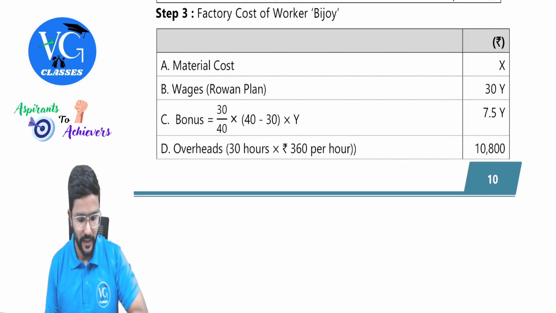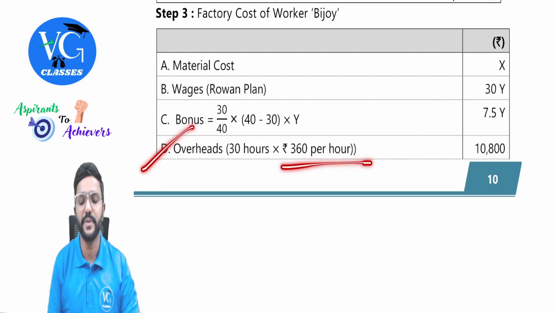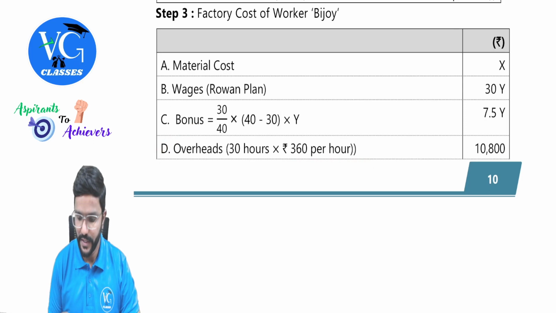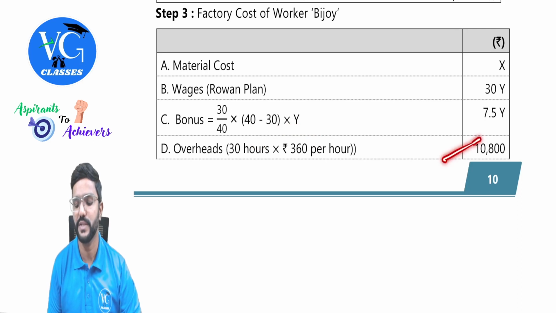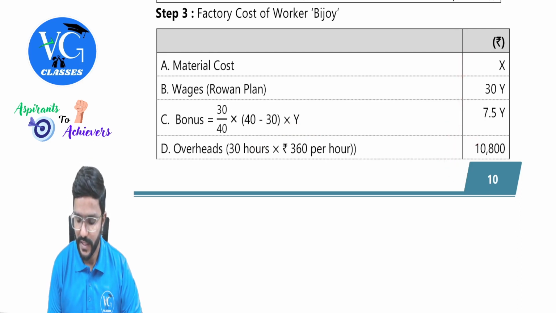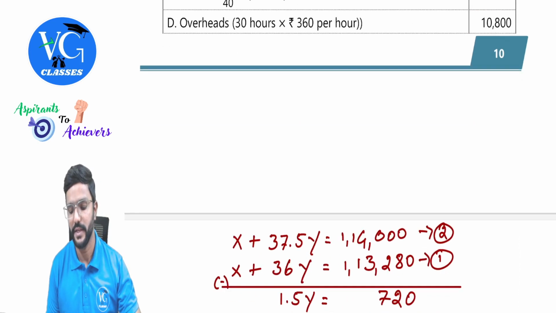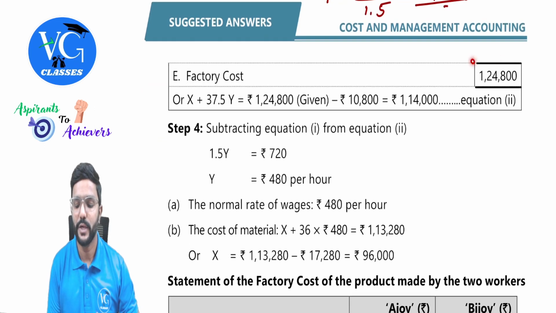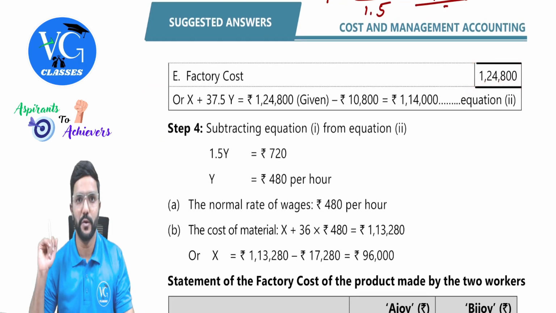Next, overheads is 360 rupees per hour for each hour worked. So how many hours is worked, guys? 30 hours. So 30 into 360 rupees will give us 10,800. Now add up all this, we will get factory cost. So that is X plus 37.5Y plus the 10,800 is equal to 1,24,800, which is already given in the question.